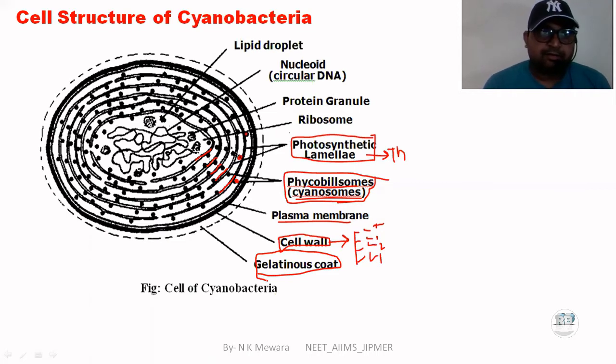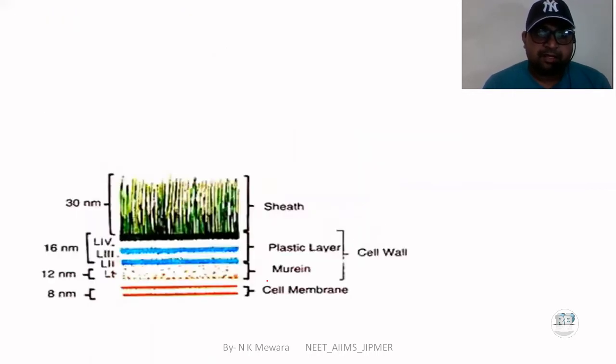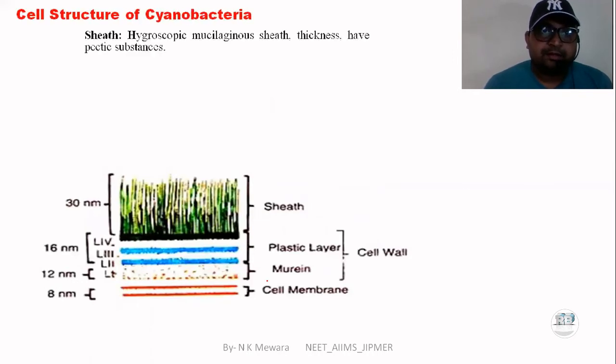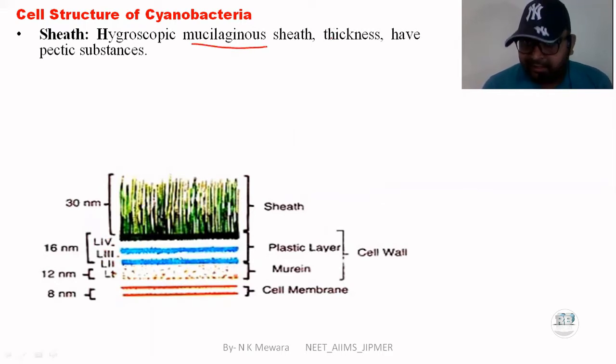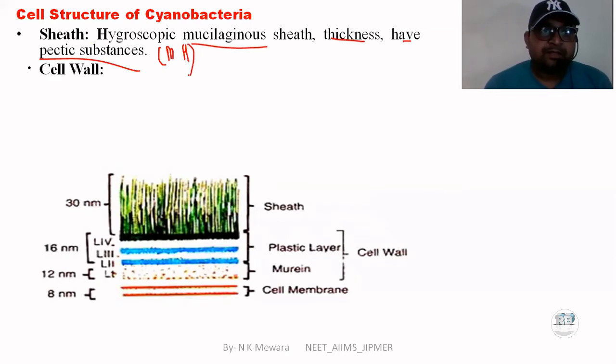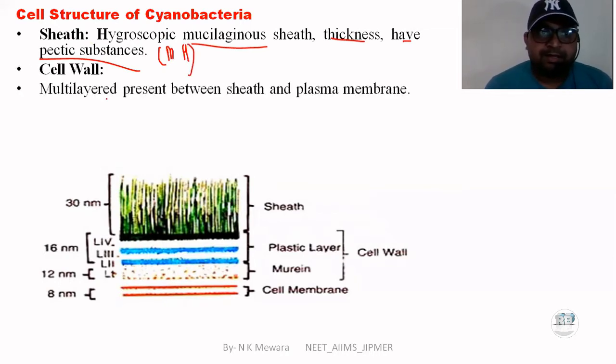Now next, the sheet is a hygroscopic mucilaginous sheet with thickness, and it has pectic substance. Pectic substance makes the cell wall hard. There is a multi-layer presence between the sheet and the plasma membrane. The cell wall is multi-layered.